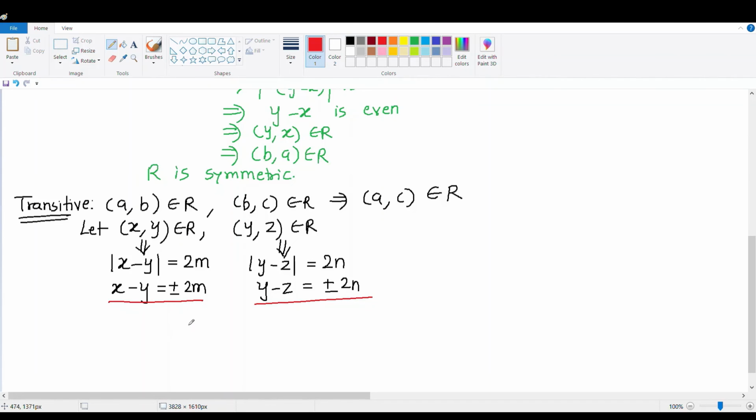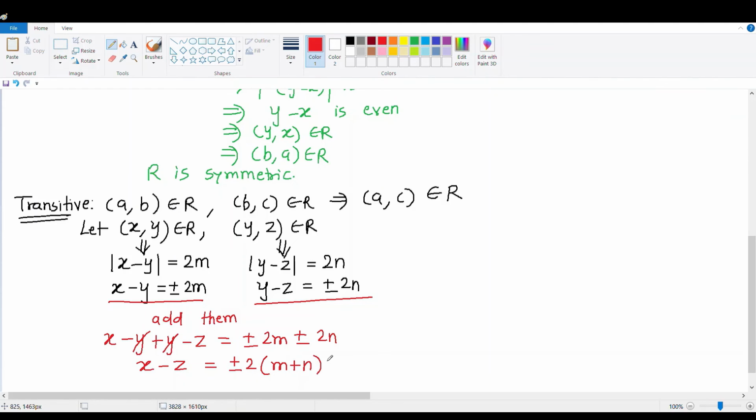We just need to add them. As soon as you add them, you are going to get what? x minus y plus y minus z equals plus minus 2m plus minus 2n. And then y and y is going to cancel out. You will get x minus z equals, now I can take plus minus and 2 in common, and then in the parenthesis you will have m plus n.